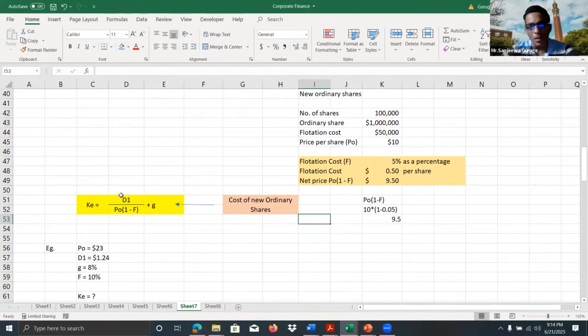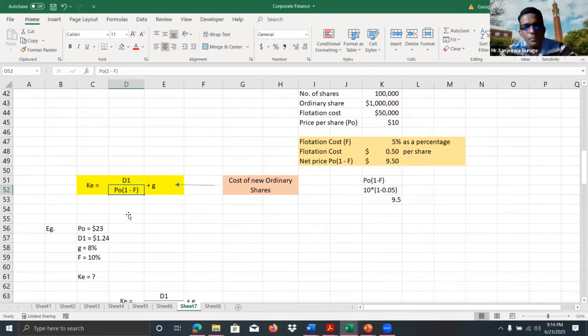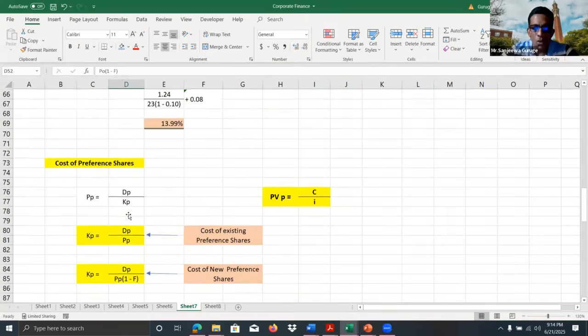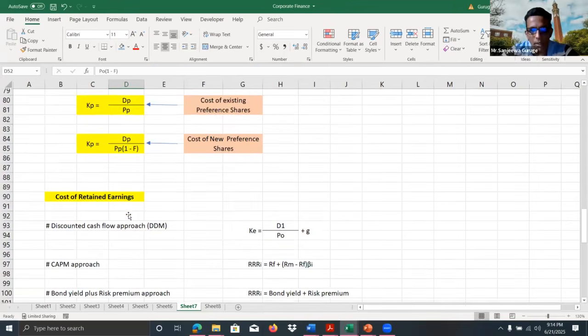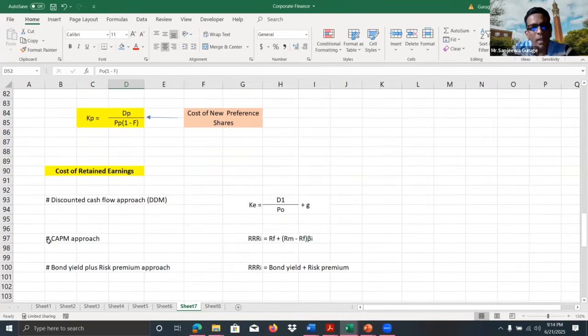Because here, to calculate the cost of new ordinary shares, the issuing cost should be adjusted, right? So using this dividend discount model, we can calculate. In addition to that, using CAPM, as you mentioned earlier also, we can estimate the cost of equity.